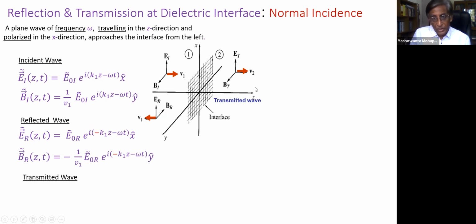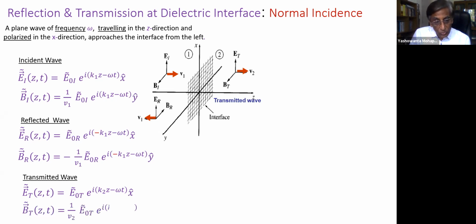And the transmitted wave is almost similar to the incident wave. T is for transmission, with a complex amplitude. It is now going in medium 2, still in the z direction, so it's k2 and is plus. Then of course we get the corresponding B, divided by V2, which is again pointing in the y direction. So now for all three waves we have the complete description.